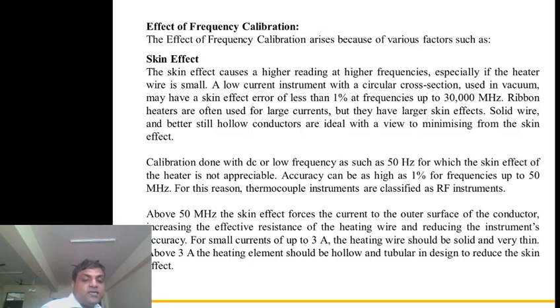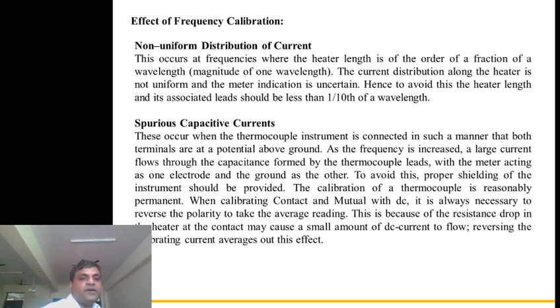For a small current up to 3 ampere, the heating wire should be solid and very thin. Above 3 ampere, the heating wire should be hollow and tubular in design to reduce the skin effect. So that is all about the skin effect. To minimize the skin effect, we don't use the ribbon type of wire; we use solid wire, or hollow conducting type of wire. So these are the effects.